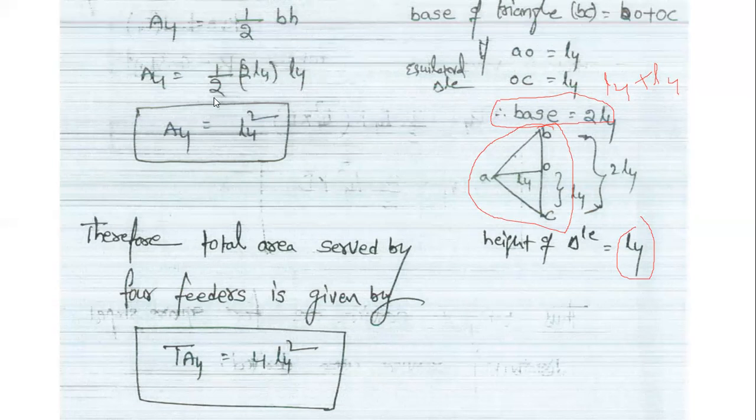Then we cancel the 2 and the 2. Then L4 into L4 is equal to L4 square. Therefore, the area for that one feeder is equal to L4 square.